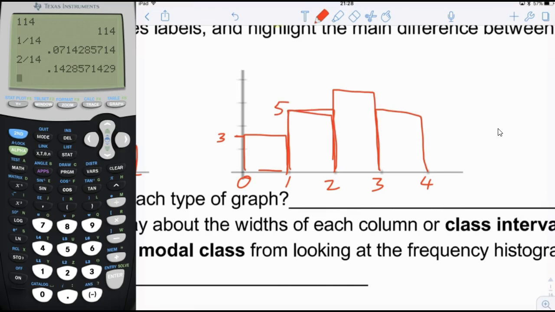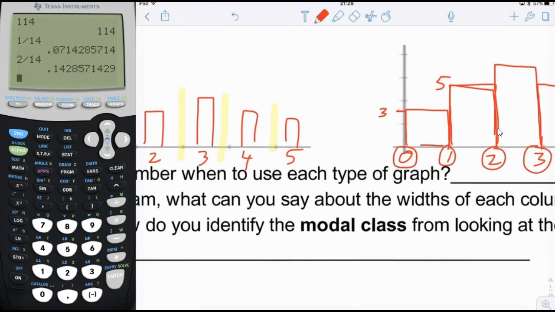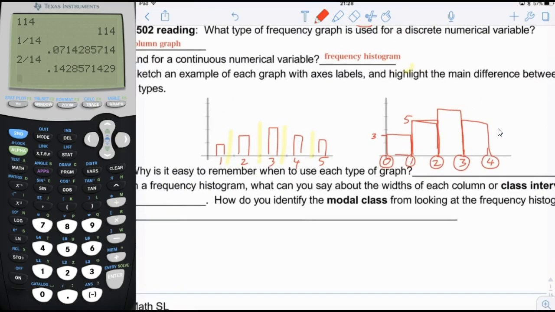And the big difference is, I'm labeling the border values at the edges of the columns, and the columns are stuck together as a result. Okay, so that's the difference between which one you do. So why is it easy to remember when to use each type of graph?